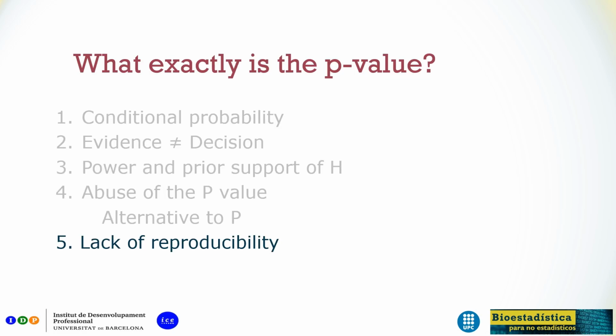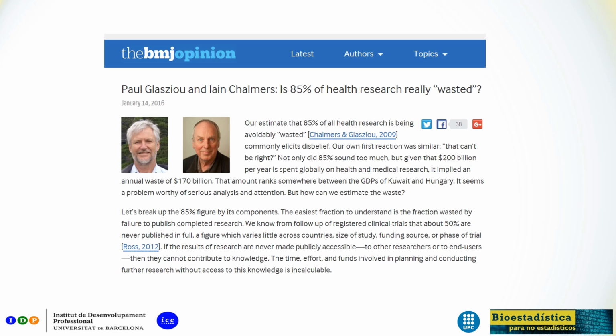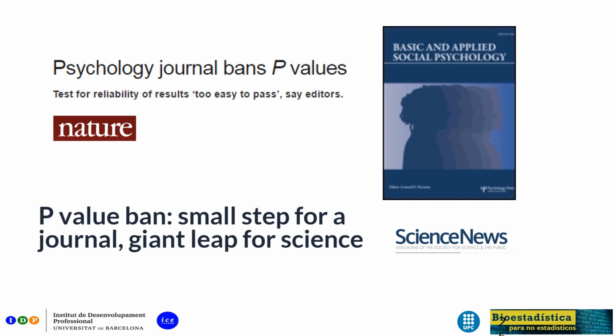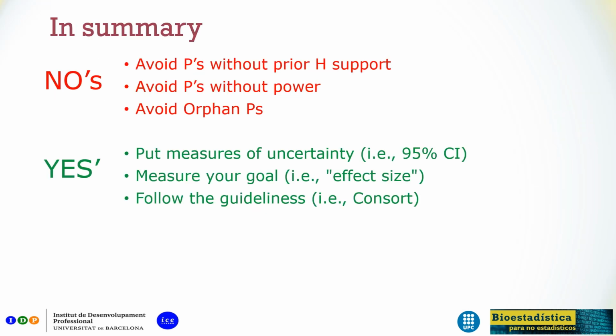Let us remember that the fundamental principle of science is reproducibility. However, in the field of medicine, Paul Glasziou and the creator of Cochrane, Iain Chalmers, have estimated that 85% of investment in research does not end in replicable studies. Has using a measure as cryptic as the p-value contributed to this waste? This seems to be the opinion of the editors of Basic and Applied Social Psychology, who banned the use of p-values in their magazine. In short, don't use p's without support and power.